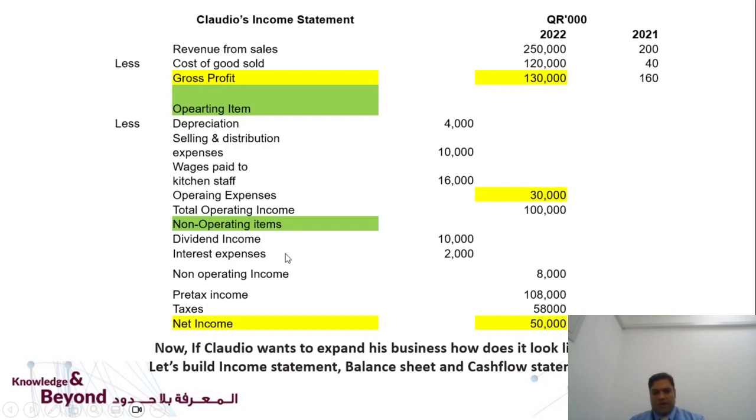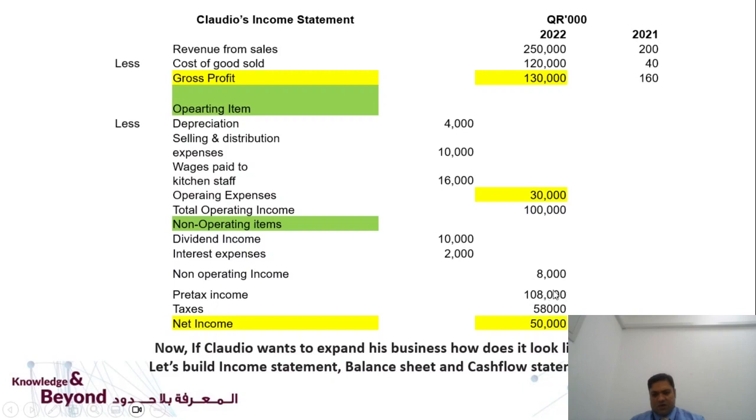So the non-operating items are those which are not related to the core activity of the business. Dividend income means the company has invested somewhere and they have got the profits out of it. Dividend is basically the company declaring part of the profit to the shareholders. And the interest expense is the interest that, in this case, Andrea is paying to the bank.